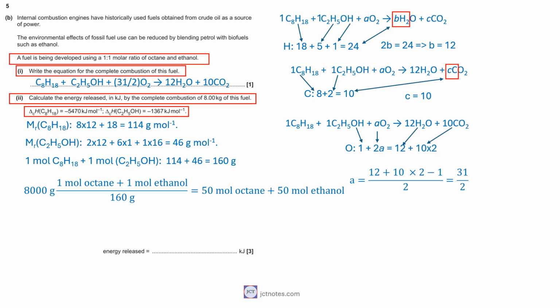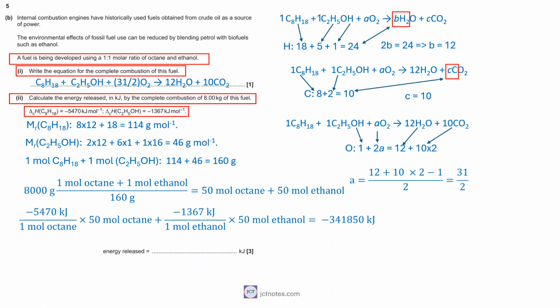As we are given the enthalpies of each reactant, we can calculate that the enthalpy asked is -5470 times 50, -1367 times 50, equals -341,850 kilojoules.